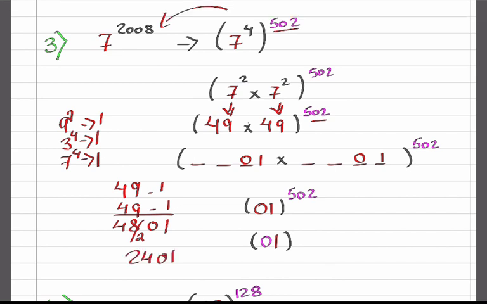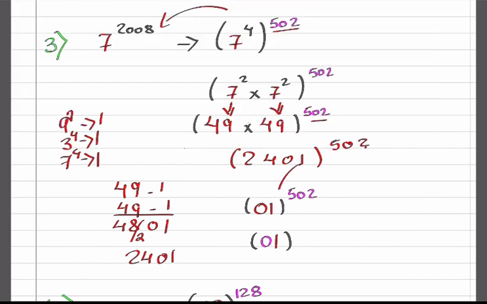So what this turns out to be? 2401. This turns out to be my 49 square raised to 502. Okay, now I know how to solve this. This is 1, this will remain as 1. 2 into 0, it will remain 0 and then 1. That's it. That will be my last two digits for 7 raised to 2008.